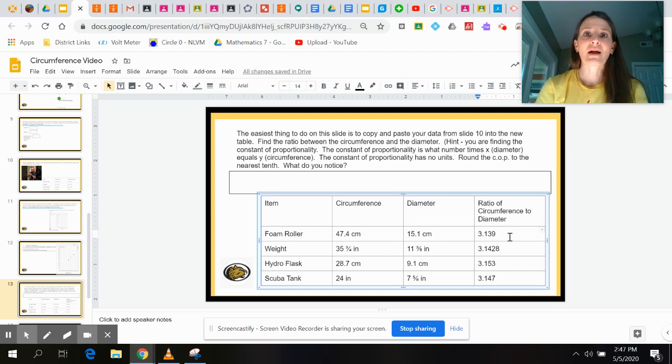So you ask, Ms. Prince, why didn't you get 3.1415? Well, keep in mind, what tool was I using? I was using a tape measure. I can only be as precise as my tool. So based off the tool that I was using, I think we did a pretty good job. But if we used a more precise tool, it would be 3.1415. So these ratios, it doesn't matter whether my units were centimeters or inches, that ratio is 3.14 or pi. All right, let's keep going.